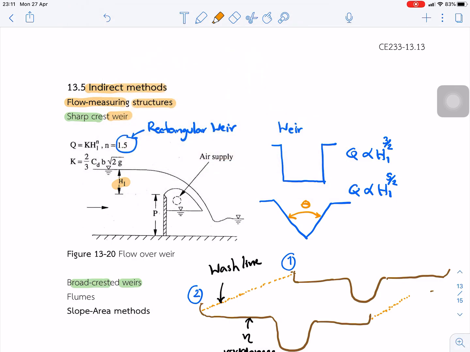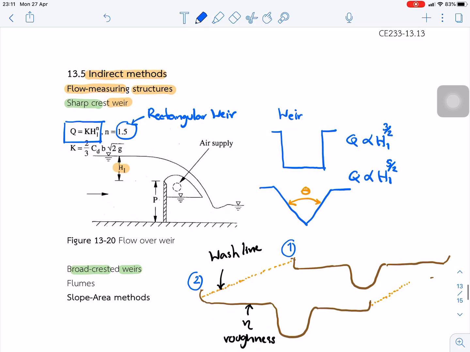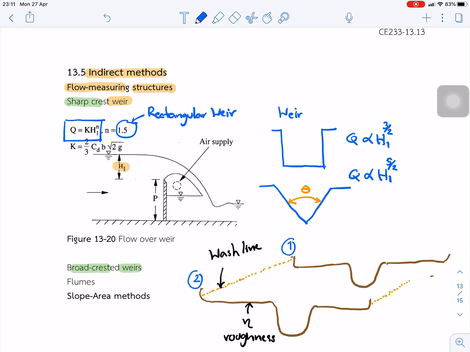If we measure the height of water above the crest, H1, we can convert it to the flow rate based on this equation. For the rectangular weir, the flow rate Q is a function of H1 to the power 1.5, but for the triangular weir, Q is a function of H1 to the power 2.5. That is the difference between the rectangular and triangular weir.